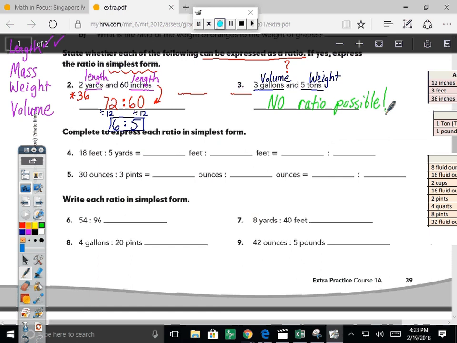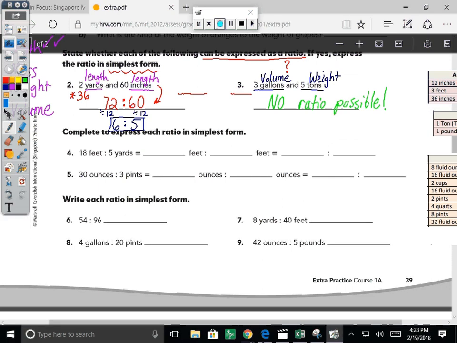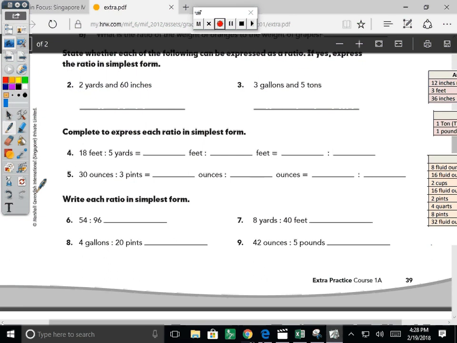We're going to work on numbers 4 through 5 next, where they're asking me to express each ratio in simplest form. So looking right here, I notice we have the same sort of problem. For the first problem, they gave me feet and yards. The good news is they're showing me that they're going to be equivalent to feet and feet. They're asking me to change my yards to a smaller unit, to feet.